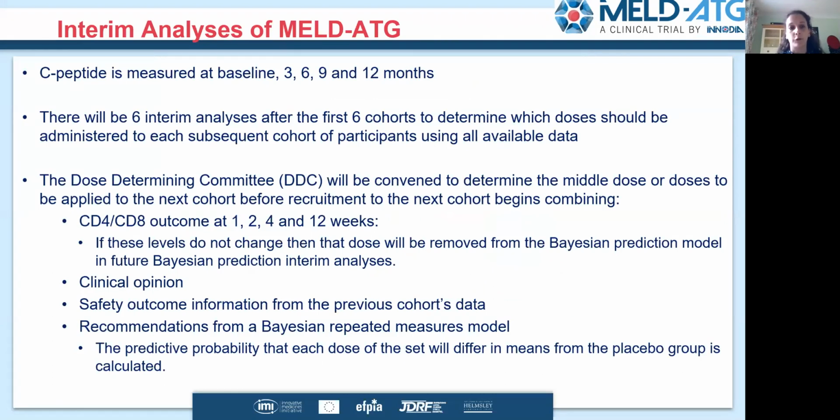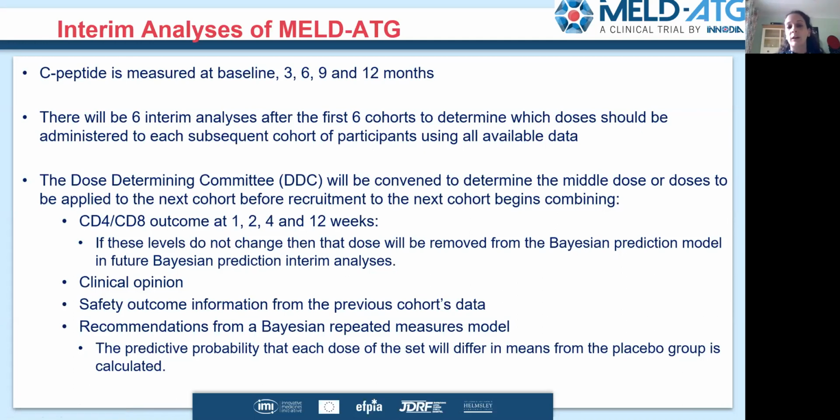So again, for this trial, C-peptide is also measured at baseline, 3, 6, 9, and 12 months, showing again this master protocol. And we have 6 interim analyses after the first 6 cohorts to determine which dose, in the case of cohorts 4 through 7, will be administered to each subsequent cohort of participants using all available data. So again, the dose determining committee is convened to determine the next best middle doses to be applied to the next cohort. And in order to do that, they're going to look at not only CD4 and CD8 T cell outcome at 1, 2, 4, and 12 weeks.